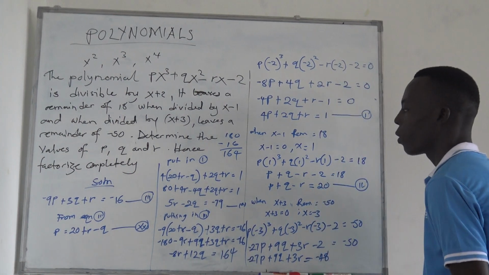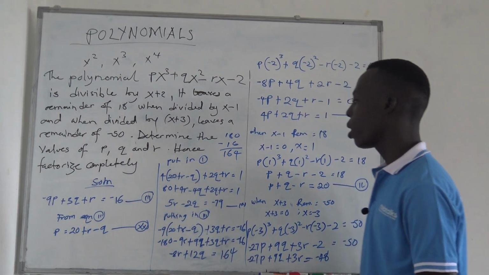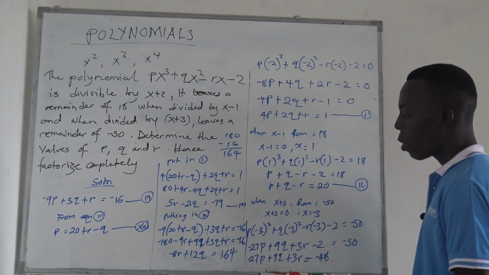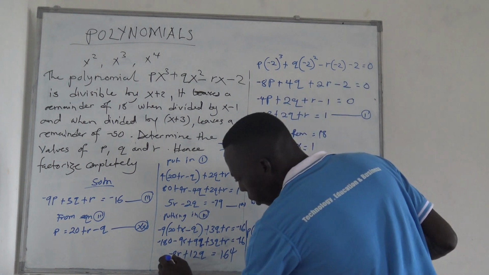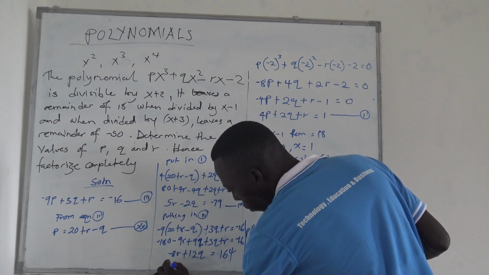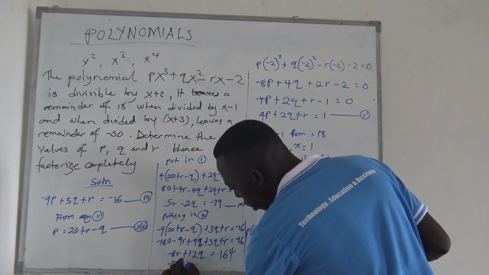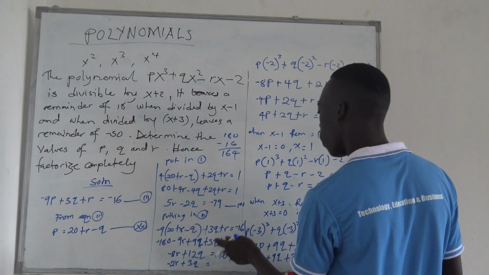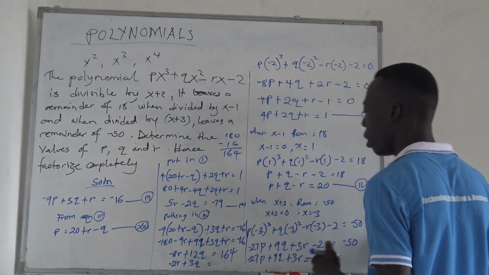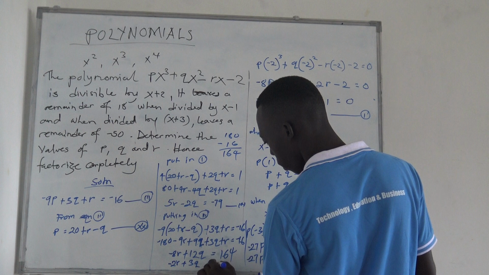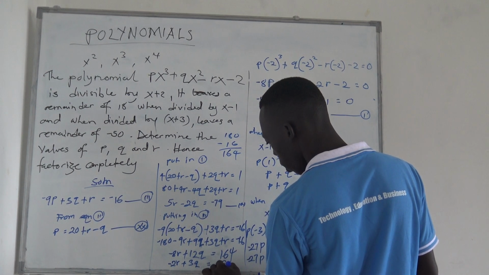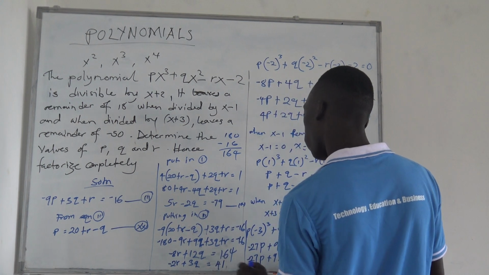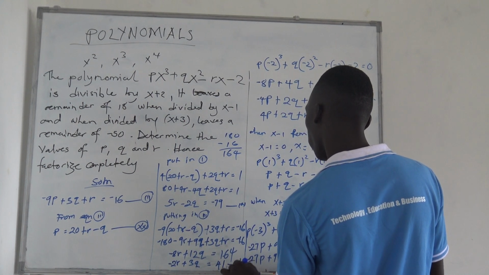164. So since this can also be reduced when we divide through by 4, this one becomes negative 2R, then plus 3Q equals, when we divide 164 by 4, this one gives us 41. Yeah, it is 41. So this will be our equation B.